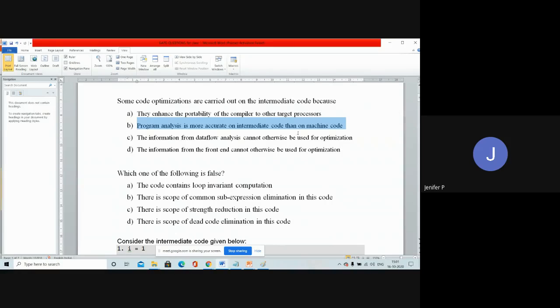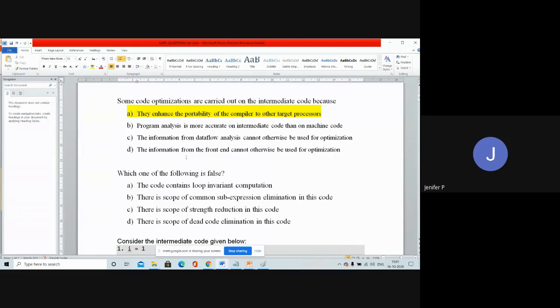We cannot say that program analysis is accurate on intermediate code. Data flow analysis information is important; only if we have it can we bring in optimization. But we cannot say that is the reason we optimize on intermediate code. The main reason is it will increase the portability of the compiler. That is, in order to produce faster running code, you have to enhance the portability of the compiler, right? So this is your answer.